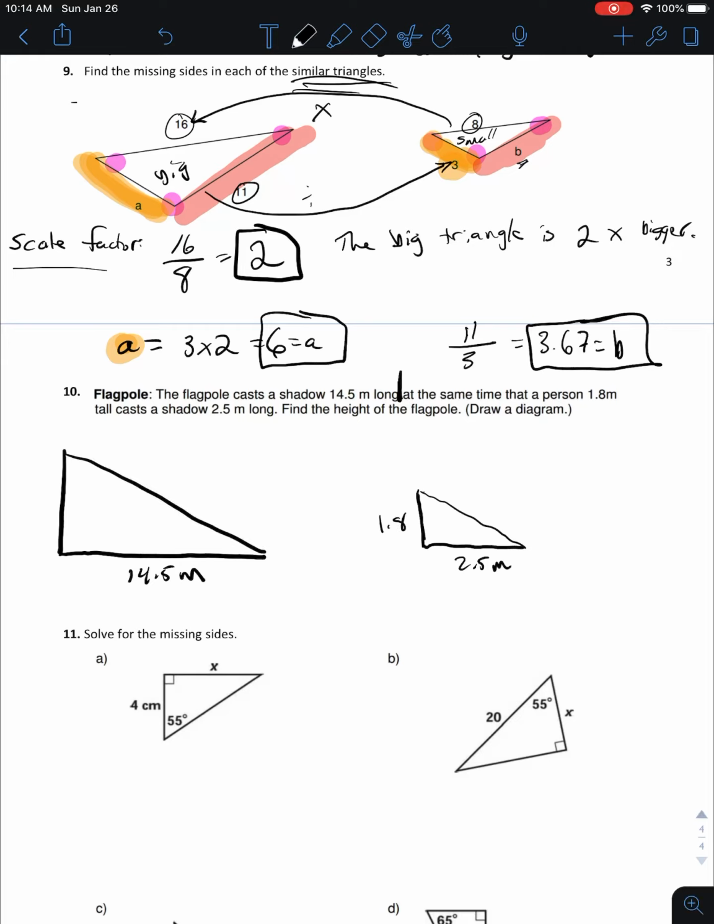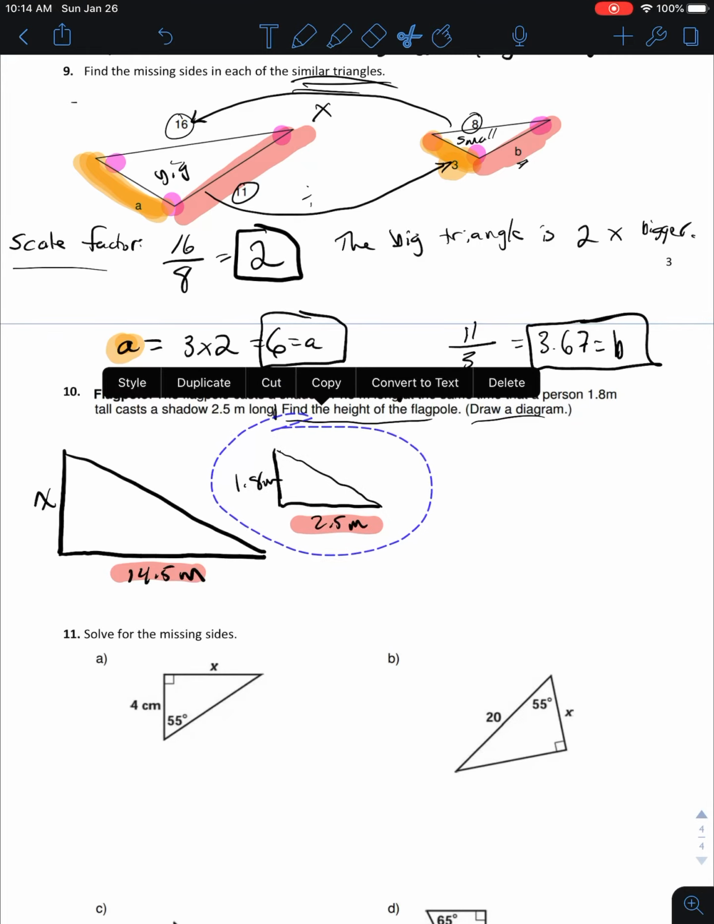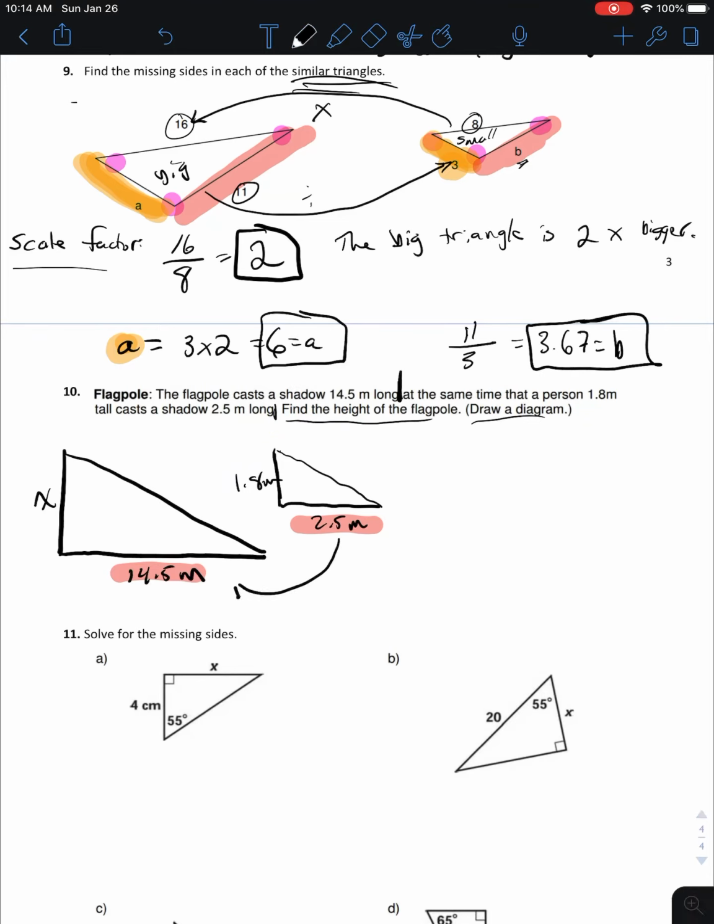So it looks like I've got a similar triangle scenario, right? So this is going to be 1.8 because that's how tall the person is, right? And now this question is going to ask me, find the height of the flagpole, right? And to draw the diagram. So you kind of want this, right? So again, I see a similar triangle. I got 14.5 and I got 2.5, right? So I guess my question is, how many times bigger I'm going to go from the small one to the big one, so I'm going to have to multiply, right?